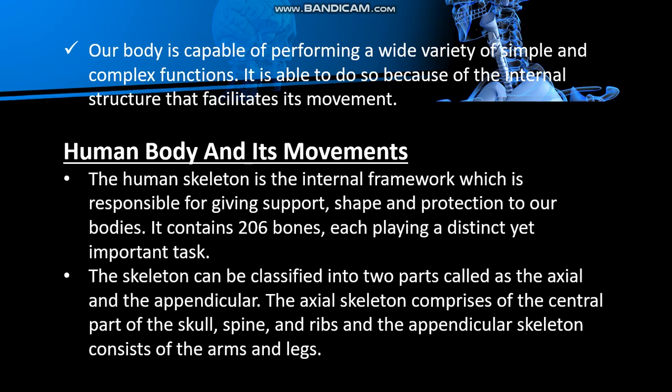If you see, the human skeleton is the internal framework which is responsible for giving support, shape and protection to our bodies. It contains 206 bones, each playing a different function. The skeleton can be classified into two parts called the axial and the appendicular. So the axial skeleton comprises of the skull, spine, ribs, and the appendicular skeleton consists of arms and the legs.